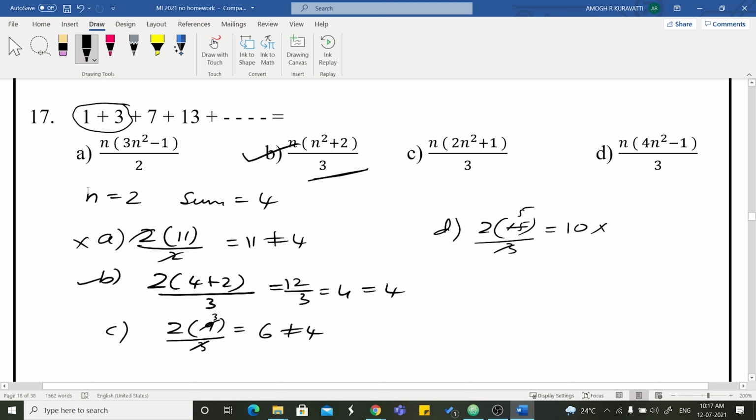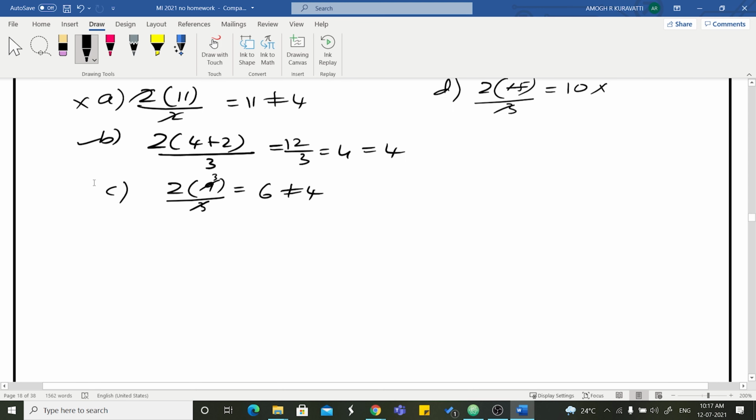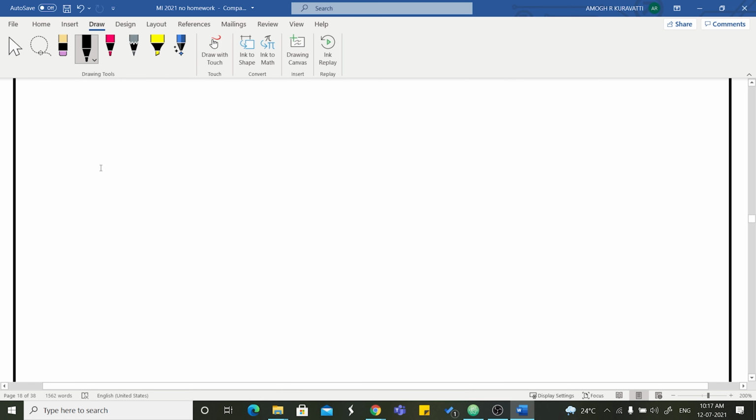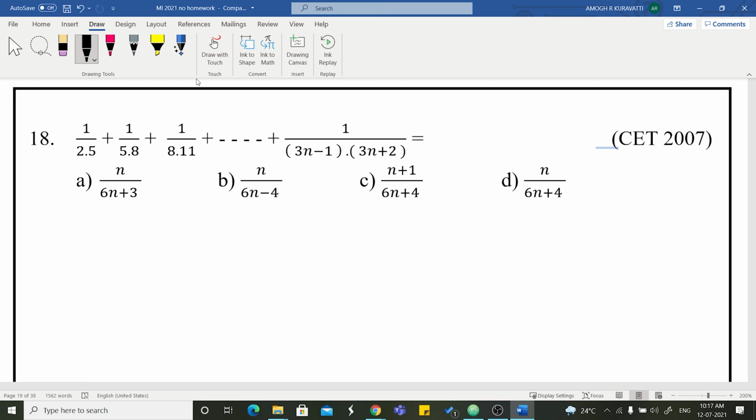Please note. Next. Yes, try yourself. 1 by 2 into 5 plus 1 by 5 into 8 plus 1 by 8 into 11 and so on. 1 by 3n minus 1 into 3n plus 2. 2007 CET. So trial and error method, take n is equal to 2. N is equal to 2 means sum of two terms.